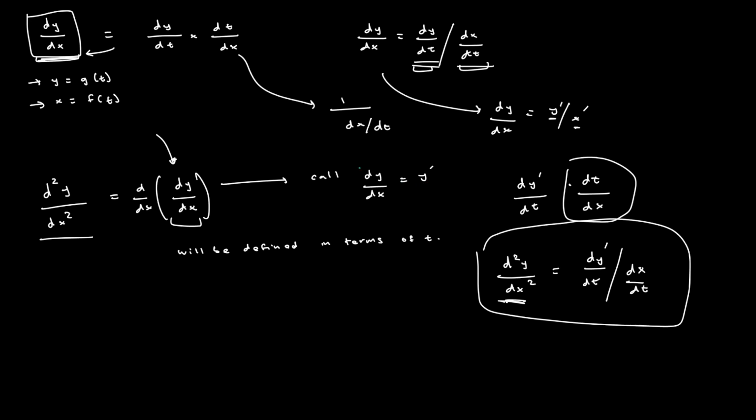Once we have the first derivative of a parametric equation, we simply differentiate that first derivative with respect to t, and then divide it by the derivative of x with respect to t, which we should already have if we calculated the first derivative. So let's practice with this. Let's find d squared y over dx squared for x equal to t minus t squared and y equal to t minus t cubed.